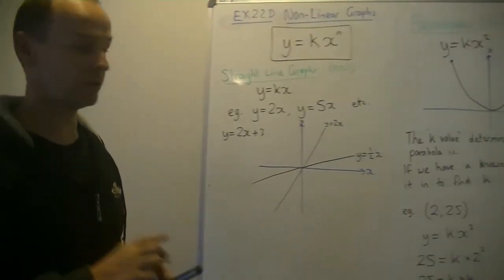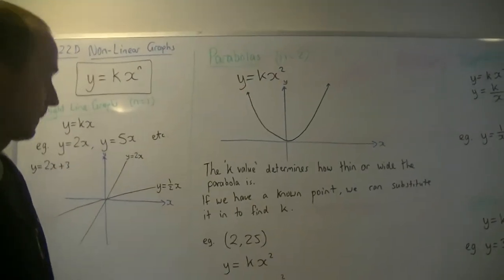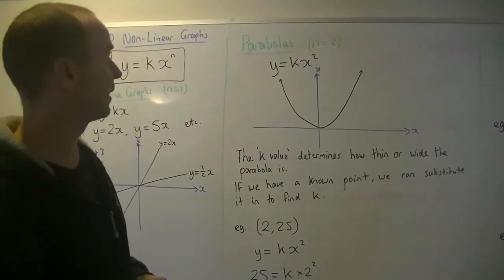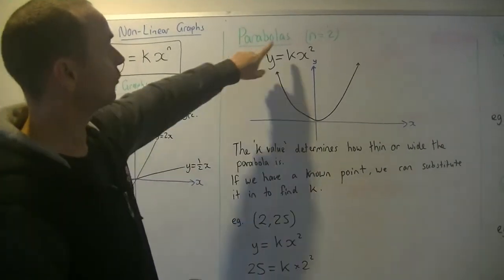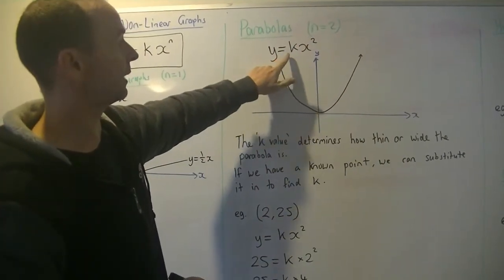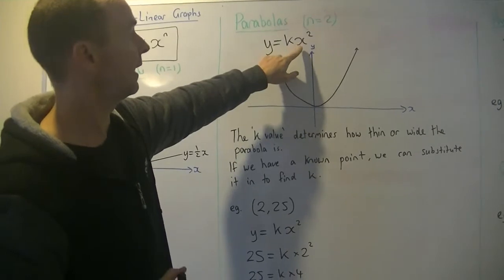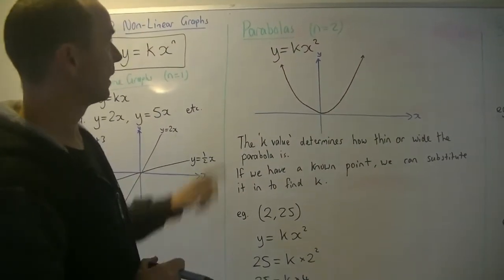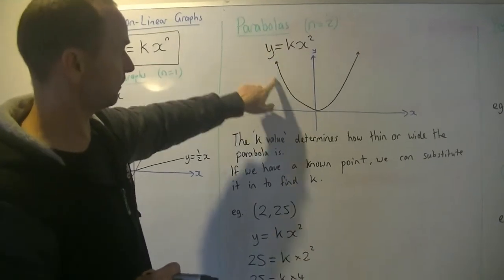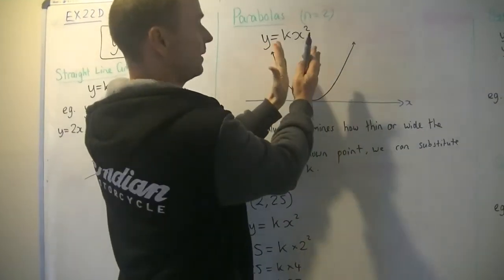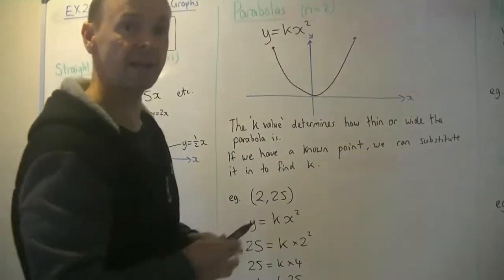So let's move on to the next type of graph, parabolas. Now parabolas are curvy graphs. They don't have any straight lines in that actual graph. So for parabolas, the value of n is equal to 2. So an example is y equals k, the constant again, x squared. So anything with x squared in it is a parabola. So again, that's what a generic parabola looks like. It could be wider, it could be skinnier, or it could be upside down if it's a negative one.